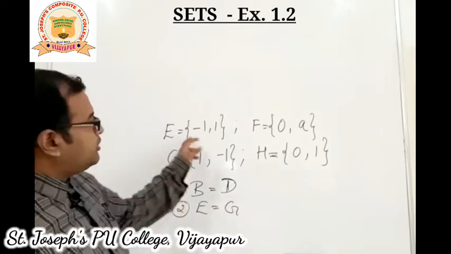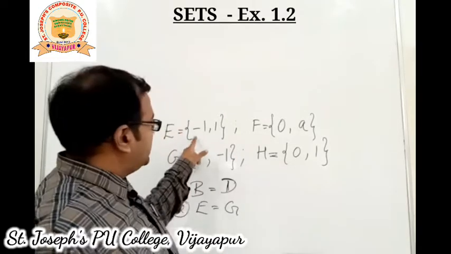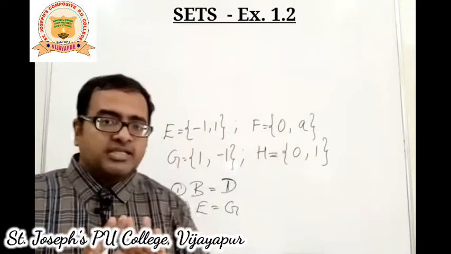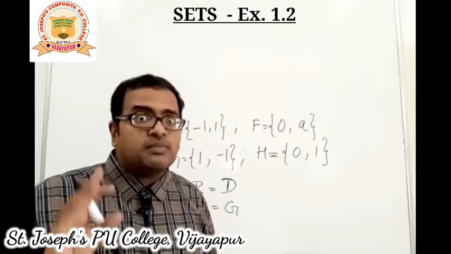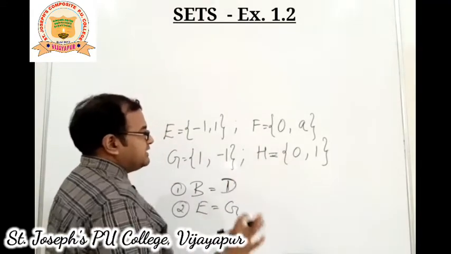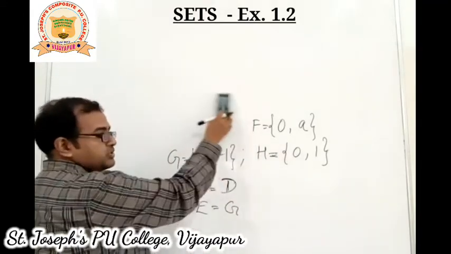How about E and H? See, minus 1 does not exist in H, but it is there in E. So, E and H are not equal. They are equivalent, but they are not equal. So, one more set cancelled. So, finally, E goes out.